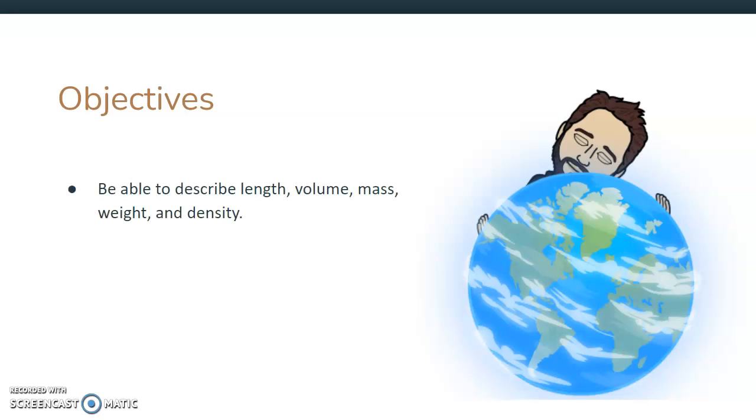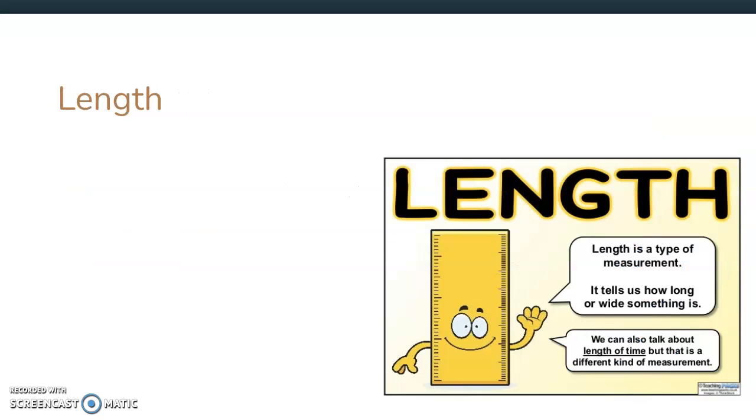So hopefully by the end of this lecture, we're able to describe what length, volume, mass, weight, and density are. Those are going to be our 5 important measuring units or measurements. And then we want to also understand the difference between mass and weight. That is something that I and other people can still easily get confused, so it's important to talk about that.